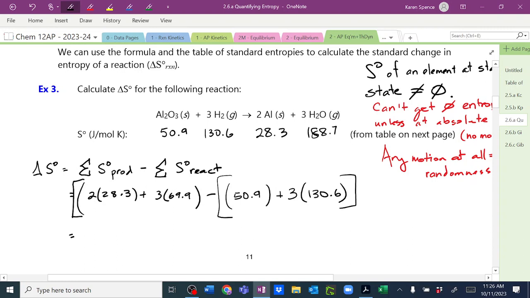What did you guys get as a final answer? 180 kilojoules or joules? Just joules? And how many decimal places should you have?